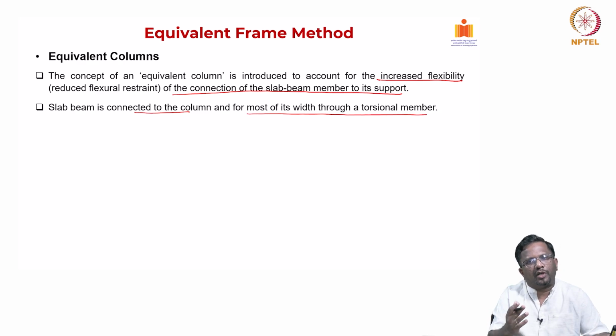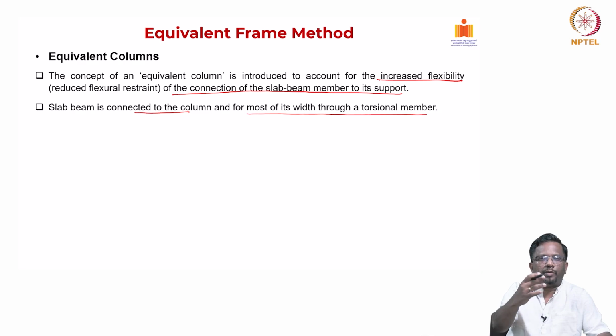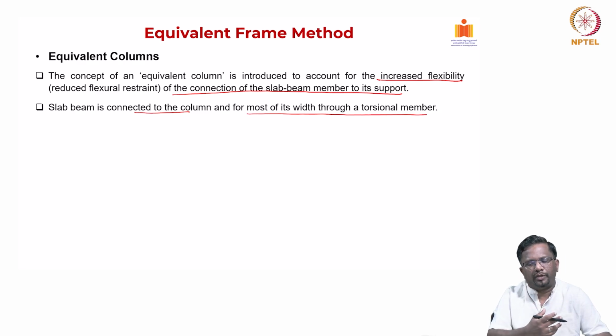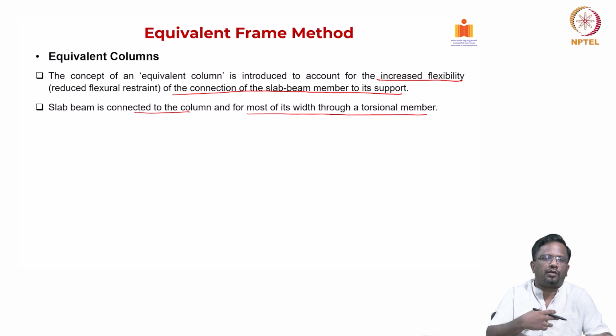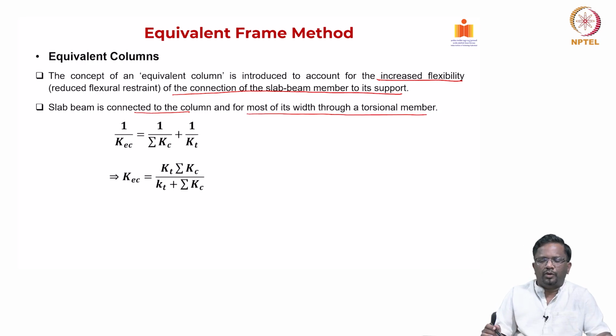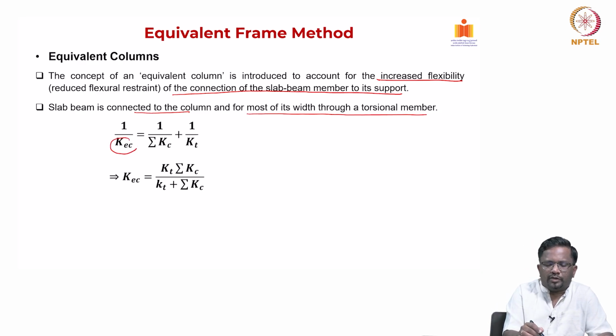the slab beam is connected to the column only over a small width, but for the entire perpendicular direction, it is connected only to the beam, if at all you have any. In a flat plate, you will not have that, but it will be connected only to the column. But if you have a two-way slab with beams, then the orthogonal beam will be the one supporting that slab beam for most of its orthogonal direction. So, we have to calculate this equivalent stiffness using flexibility principles.